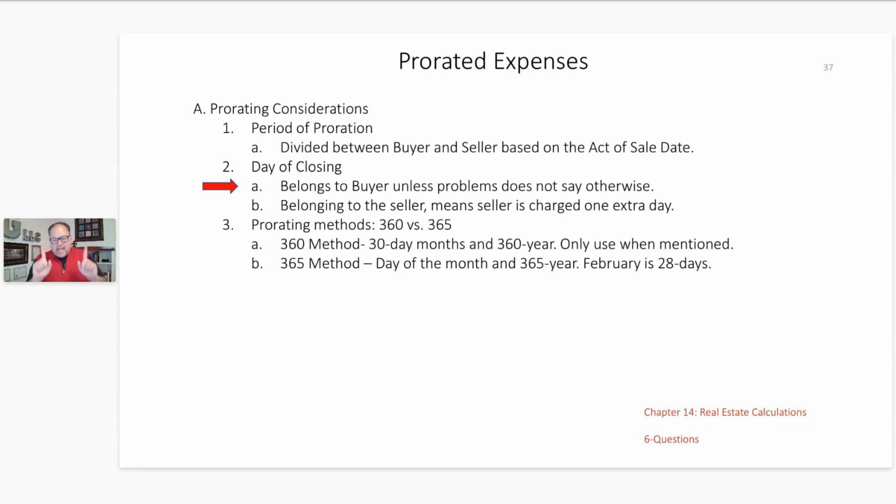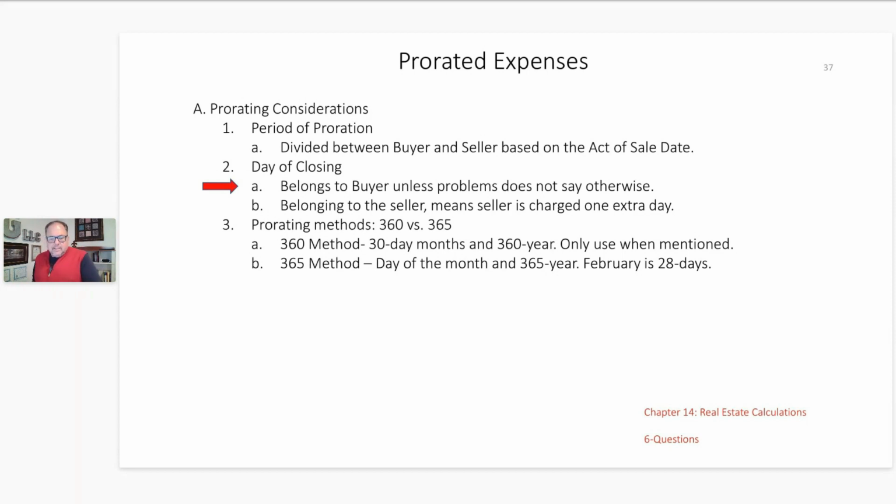Okay, the day of closing always belongs to the buyer unless the problem says otherwise. So if the problem says that the day of closing belongs to the seller, and you know that it should belong to the buyer under normal conditions, if it doesn't say anything different, then that's going to tell you one thing. The seller is going to be charged one extra day, right? Because under normal conditions, the day of closing belongs to the buyer. But they tell you in the problem that it belongs to the seller, so you know now that you're going to have to put one extra day for the seller.